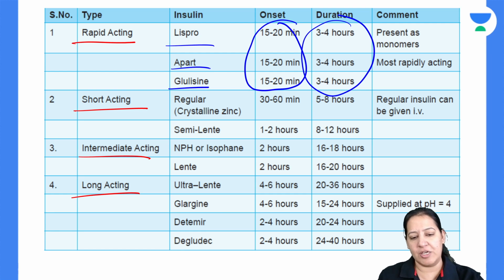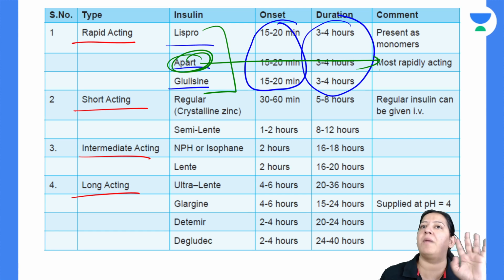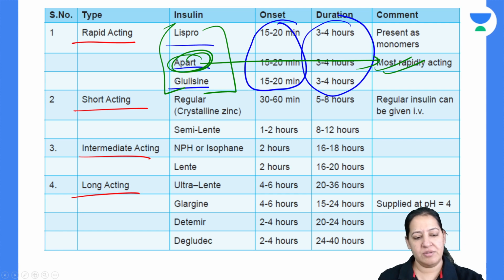Most rapid among them is aspart. Please learn, it is an MCQ. Most rapid among them is aspart. Among the three, most rapid is aspart. An MCQ will come on this. All three are rapid, but among rapid also, the most rapid is aspart, right? That is about it. After that, coming to short acting.